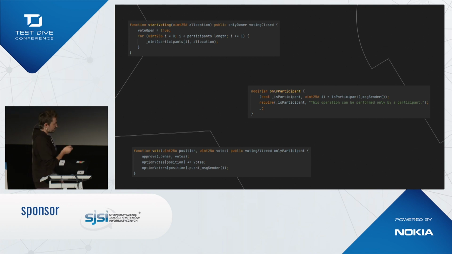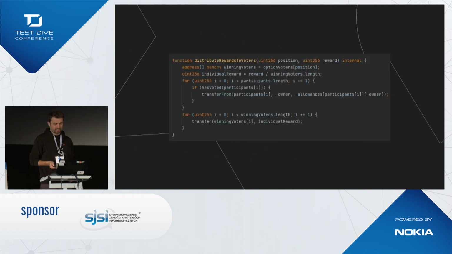So yeah, this is a quick example of code. We have one more method that distributes all of the rewards to all of the winning voters, let's call it. We're basically getting the amount of tokens that should be distributed, and we just transfer them to the winning voters. And here, what is important, you can see the internal. That means that only the contract itself can call it from the inside.